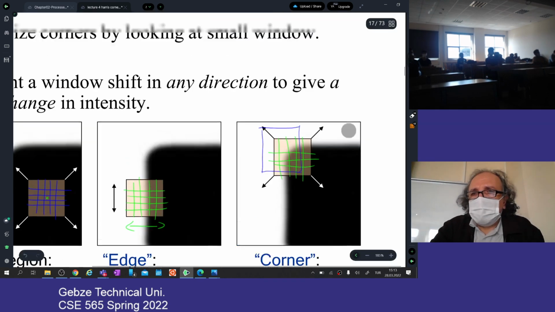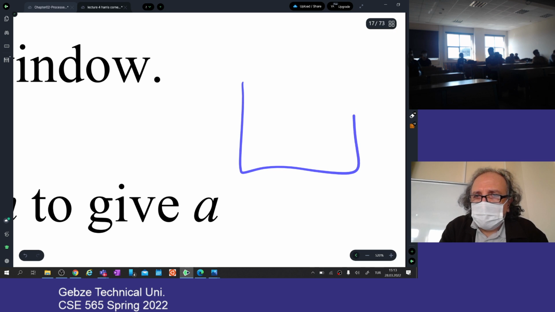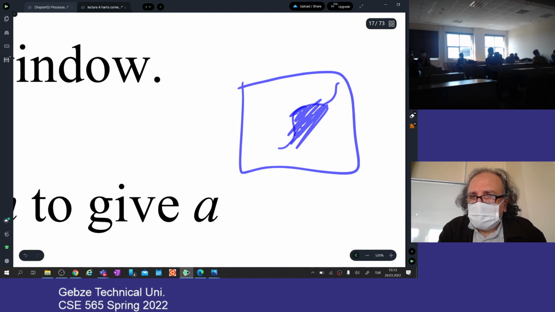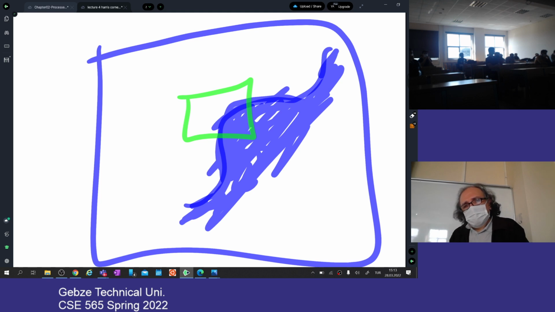Let's say I have an image, and inside my image I have such a structure. This part is kind of dark, and the other part is not that dark. If I place a window around this region and move it left, right, up, down, it will be different, right? So it looks like a corner region. You might say this is not a very sharp corner, but that's our definition of a corner. When you move this window in any direction, if the window content changes, we are going to call it a corner.